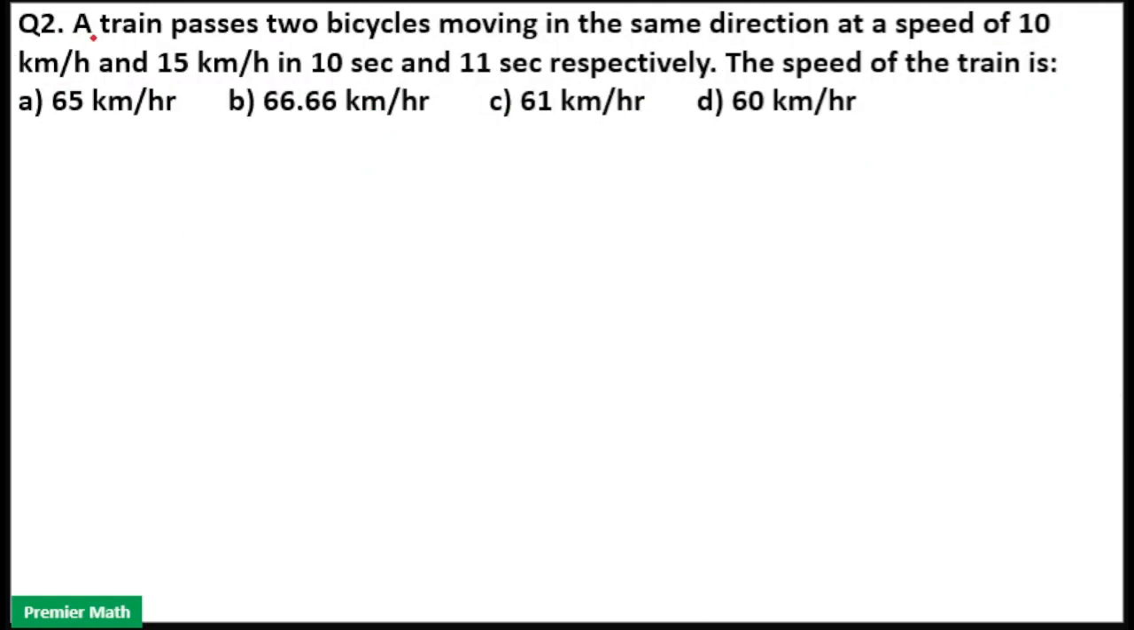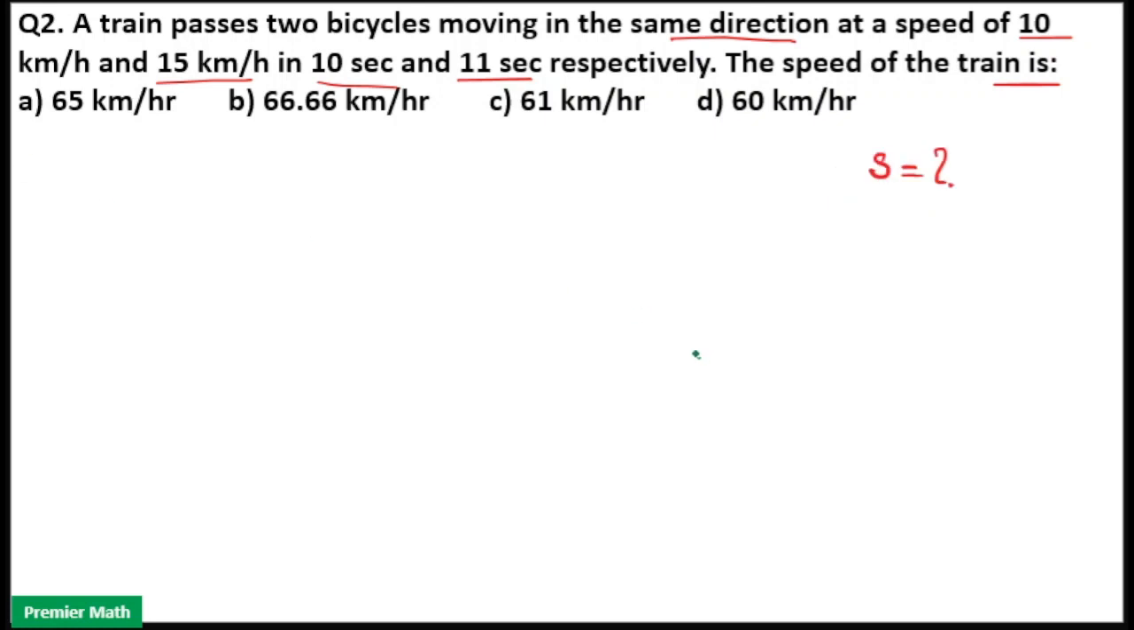Next is question number 2. A train passes two bicycles moving in the same direction at a speed of 10 km per hour and 15 km per hour in 10 seconds and 11 seconds respectively. The speed of the train is... So we have to find out the speed of the train here.